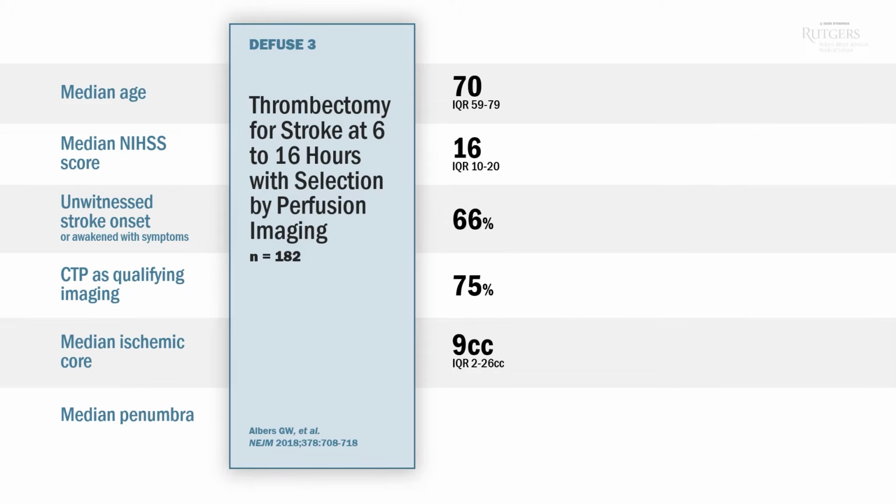Median ischemic core was 9 cc's, far less than the maximum of 70 cc's. And median penumbra was 115 cc's, with a mismatch of over 10 times, again far exceeding the pre-specified ratio of 1.8. DEFUSE 3 was terminated early, for efficacy, after only 182 patients were enrolled.